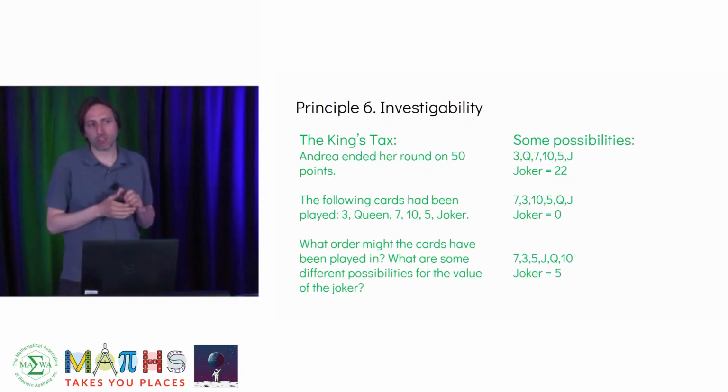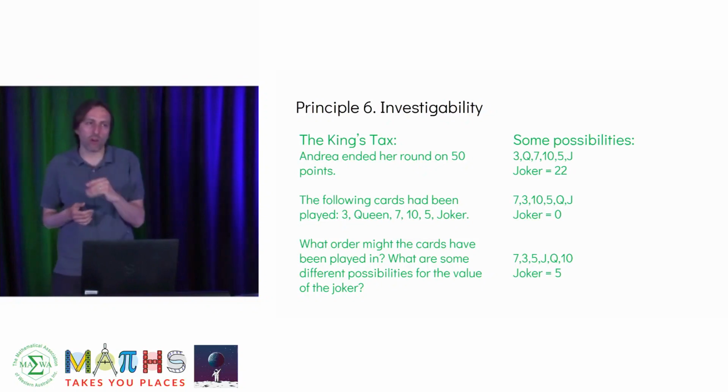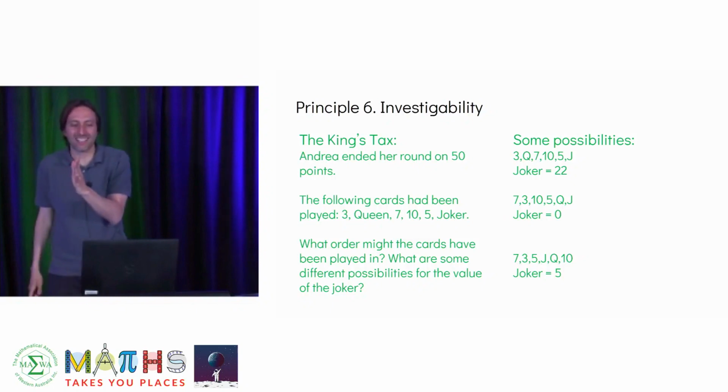And here are some possibilities. One possibility would just be to keep the order of the cards exactly the same. So we could have a 3, then we'd play our Queen, which would double our 3 to 6. 6 plus 7 is 13. 13 plus 10 is 23. 23 plus 5 is 28. And how much more to get to 50? Well, the Joker would have to be worth 22 in this game.